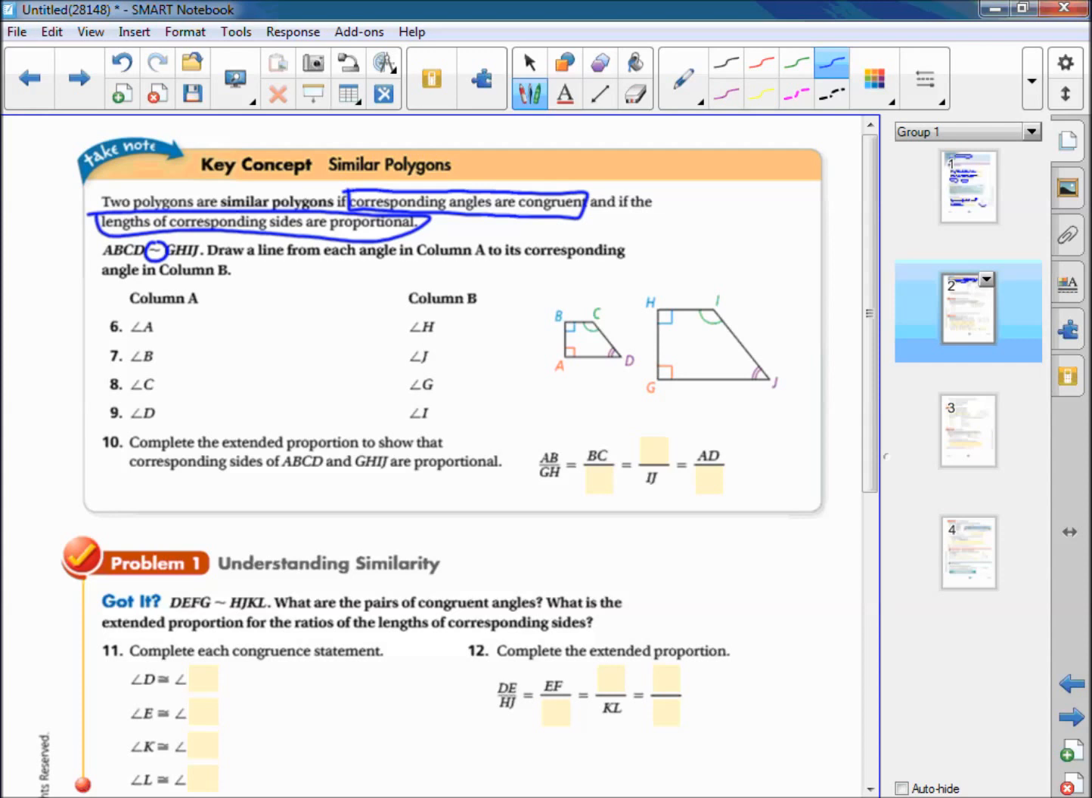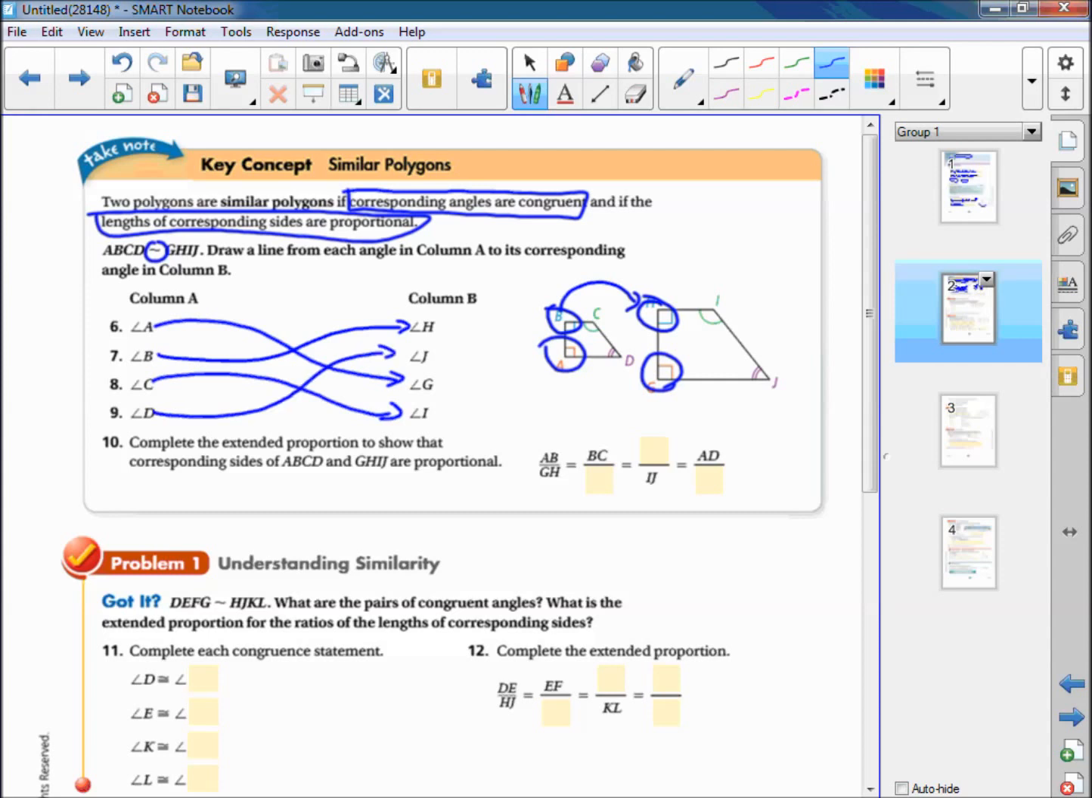So draw a line from each angle in column A to its corresponding angle in column B. Angle A was this right angle down in the bottom corner, and angle G is its corresponding angle in the big one. Angle B was the right angle in the top left here, and it's going to be corresponding with H. Now the big one could have been turned around or even flipped over, and we would still have to find the matching ones. So C is going to match with I, and D is going to match with J.